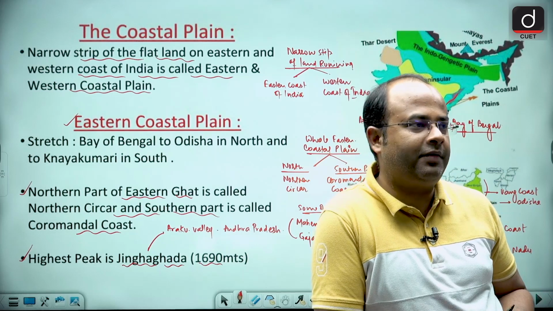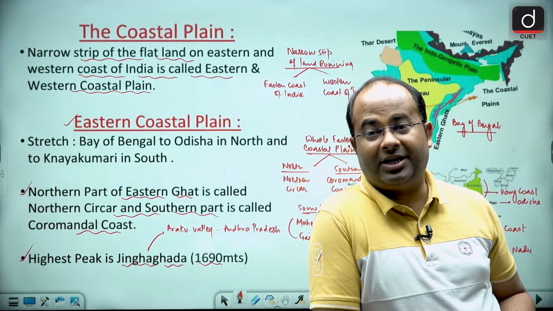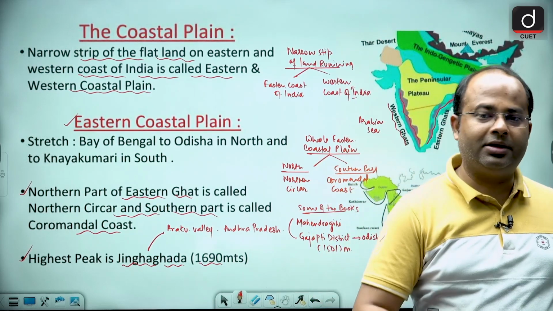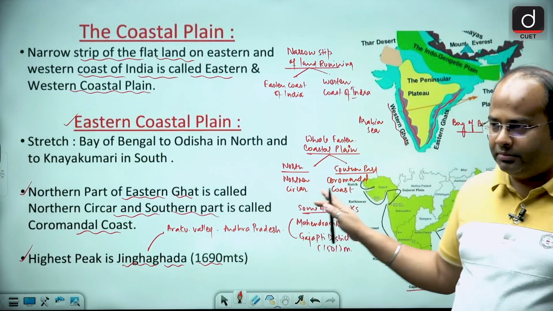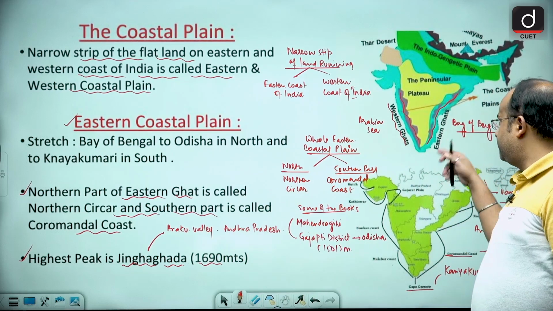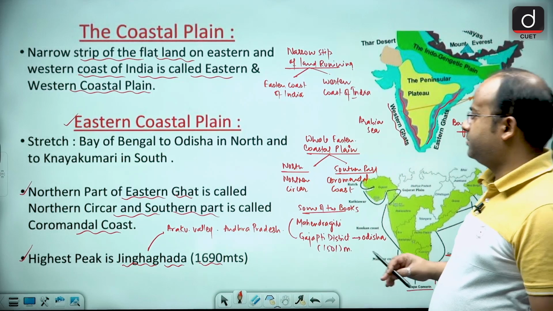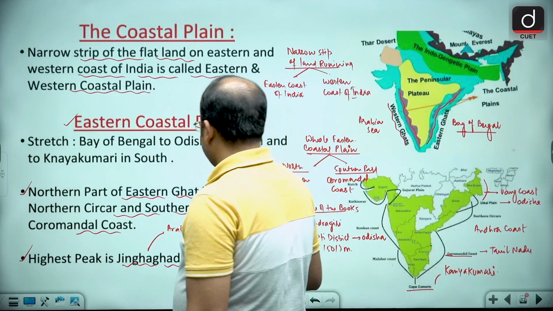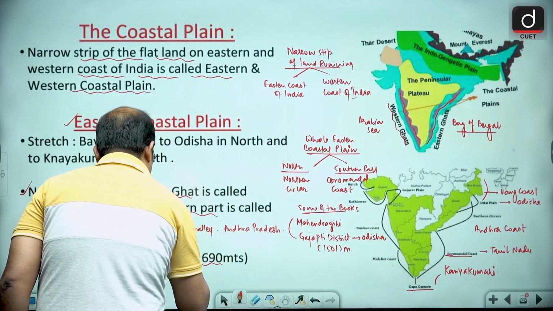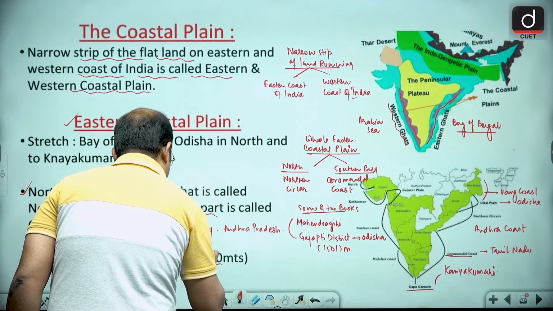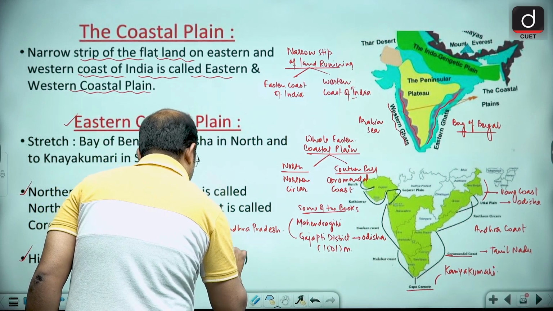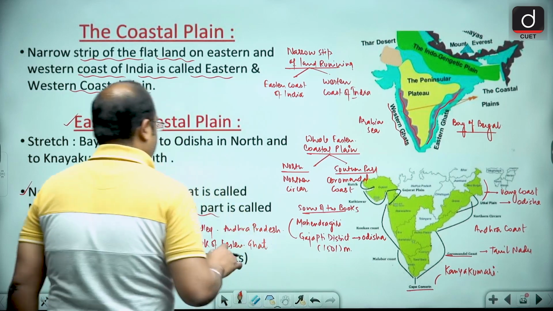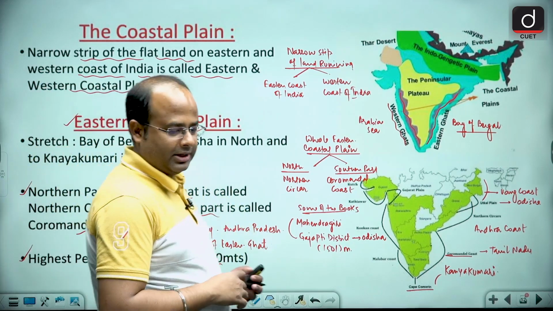Now its height is 1501, whereas the height of Jindhagada is 1690 meters above sea level. So that becomes the highest peak of the Eastern Ghat. This Jindhagada becomes the highest peak of the Eastern Ghat. Is that clear to all of you?